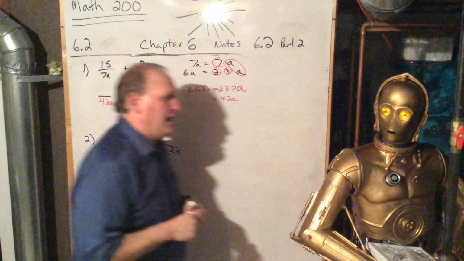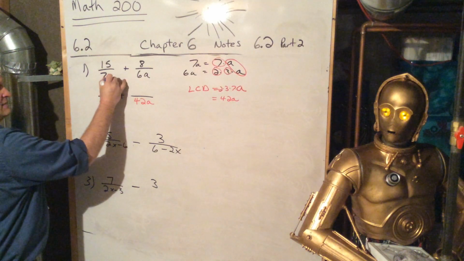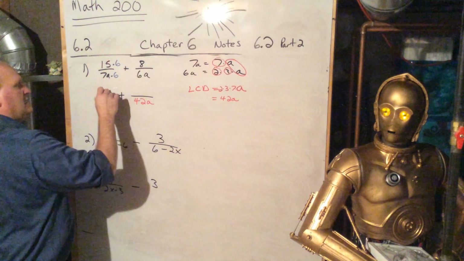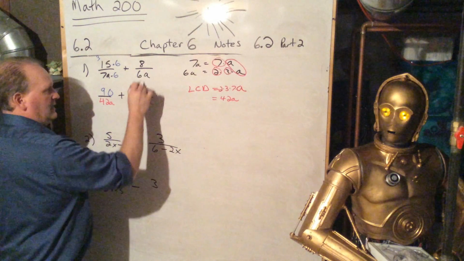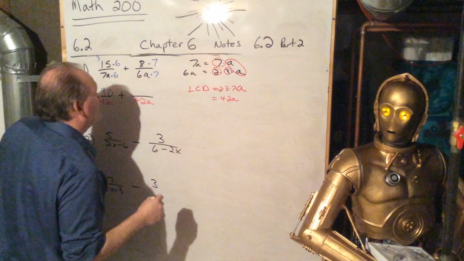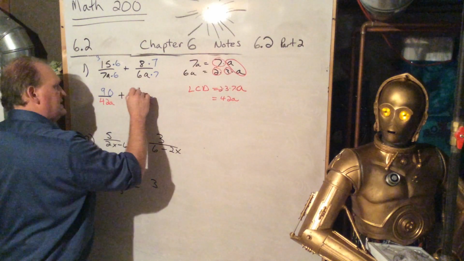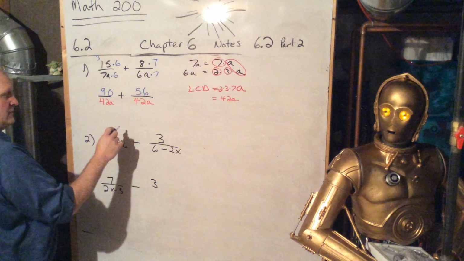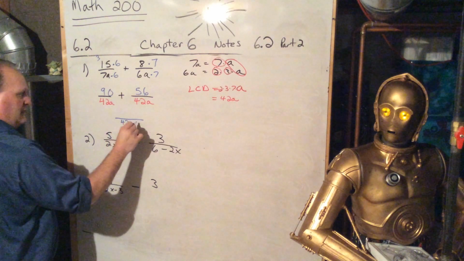We kind of say, okay, I want 42a on the bottom. I got 7a, so I multiply that by 6, I multiply that by 6, 30, 90, and we multiply that by 7, 7, and so there we're looking at 56. And now we add up the numerators, we leave the denominator the same, so we got 42a on the bottom.